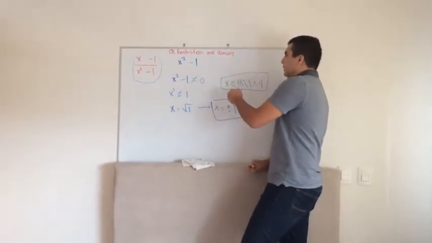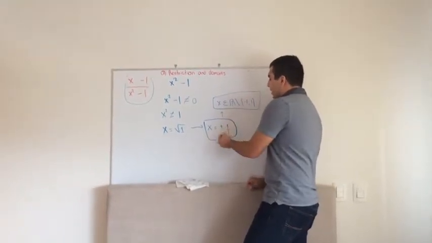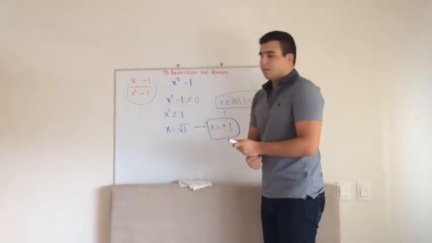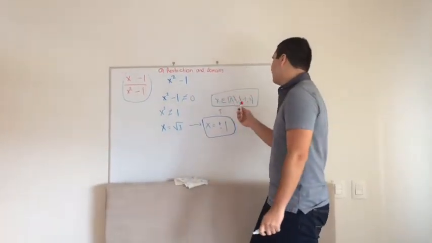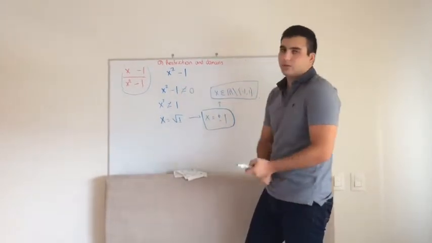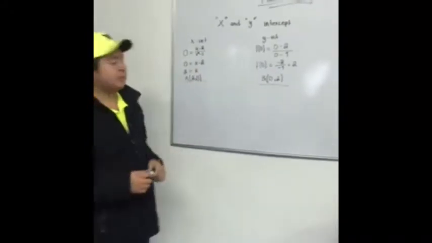So we have to get our domain. The only thing that we have to do is put the values that we have. So we have minus 1 and 1. So the domain is x belongs to all the real values except minus 1 and 1, because these ones are our restrictions. On step number 2, we need to get x and y intercepts.